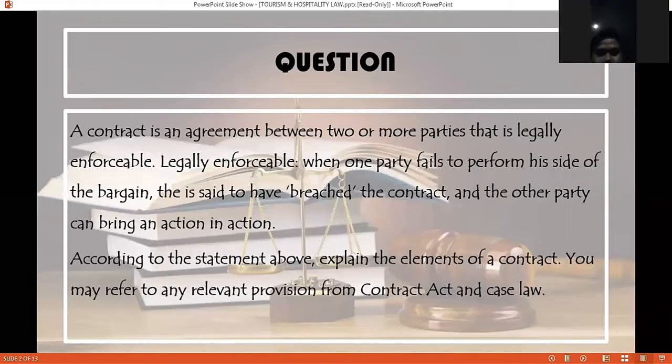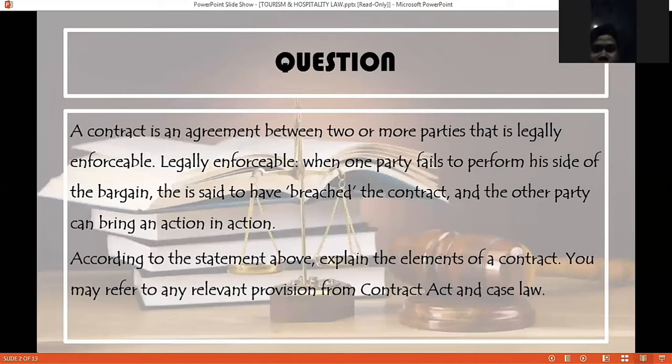Assalamualaikum warahmatullahi wabarakatuh. Question number 1: A contract is an agreement between two or more parties that is legally enforceable. When one party fails to perform his side of the bargain, he is said to have breached the contract and the other party can bring an action in court. According to the statement above, explain the elements of a contract. You may refer to any relevant provision from the Contracts Act and case law.